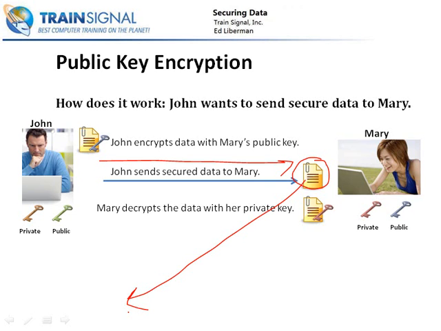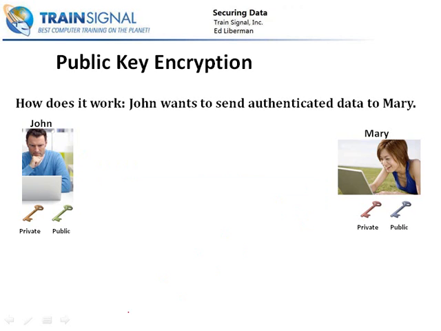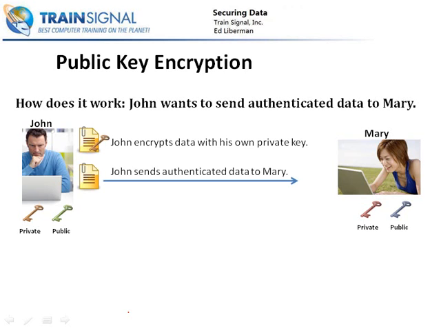Now that doesn't tend to be too difficult for most people. Most people get the idea of, okay, you go grab somebody's public key to encrypt the data and make it so that only that person can access it. But what about if John wanted to send authenticated data to Mary? Now we're not so much worried about securing it, but we want Mary to be able to validate who it really came from. In this case, John will now encrypt the data using his own private key. Right? John has access to his own private key, encrypts the data, takes that encrypted data, and sends it over to Mary.